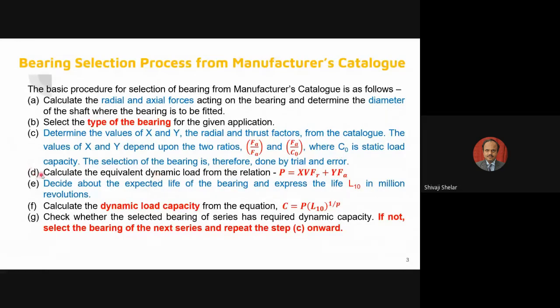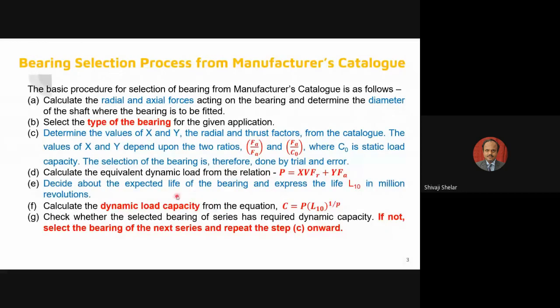Next, step D, calculate the equivalent dynamic load from the relation P is equal to X V FR plus Y FA. And if you are given a service factor, you have to multiply the entire summation by the service factor. Decide about the expected life of the bearing and express the life as L10 in million revolutions.